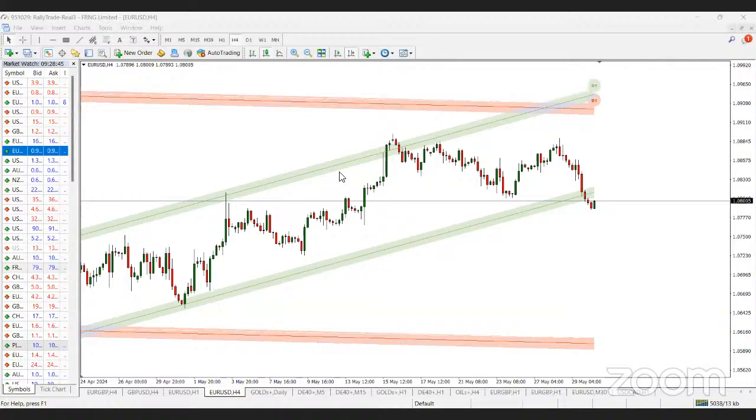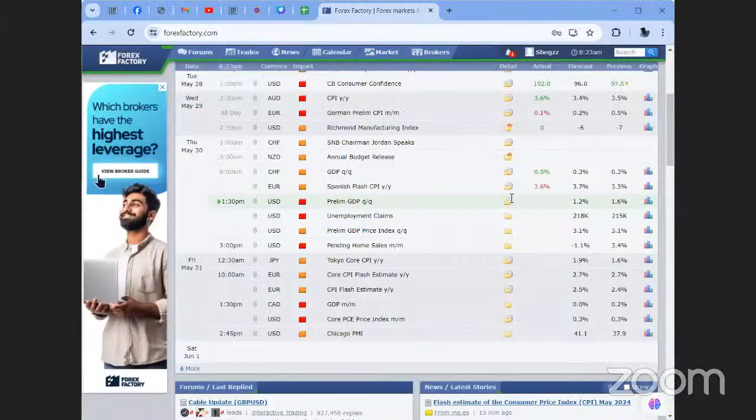Other events for today are unemployment claims, prelim GDP, and of course, pending home sales. All of them are coming out at around almost the same time, between 1:30 and 3 p.m. The ones that already came out early this morning were for CHF and New Zealand, and of course for CHF also at 8 o'clock. So you can still take advantage of those if you like.